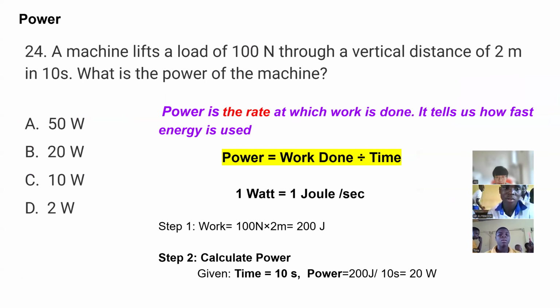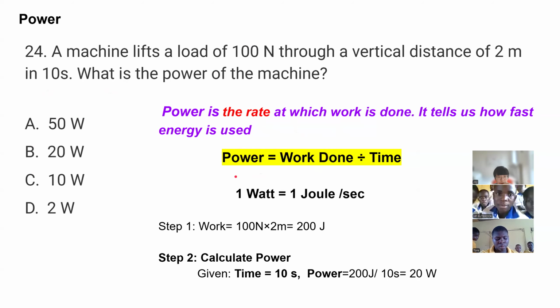So the last thing I want to cover is power. So let's answer this question. A machine lifts a load of 100 newtons through a vertical distance of 2 meters in 10 seconds. What is the power of the machine?